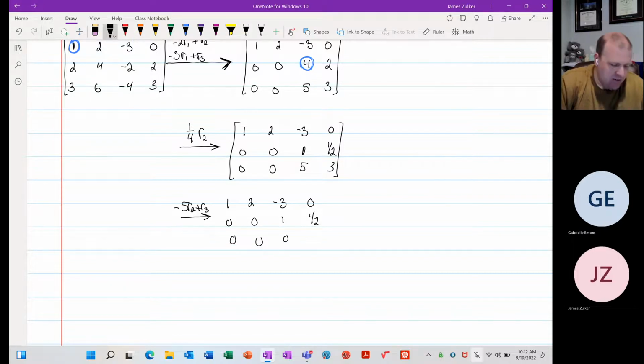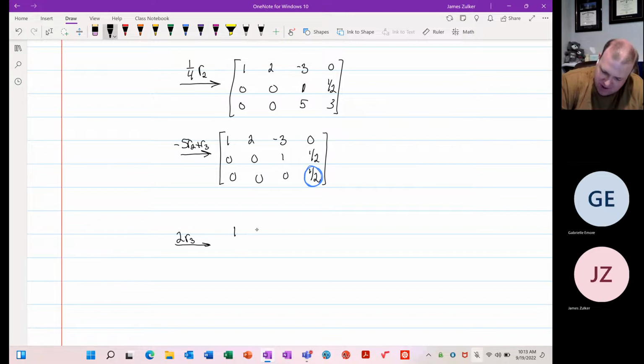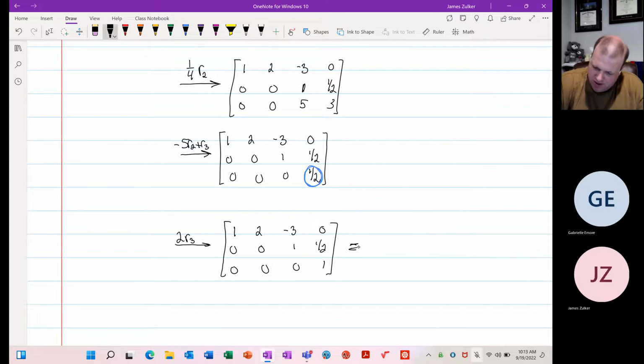We get 0, 0, 0, and 1/2. That's our new pivot. We just need to make that a 1, so multiply row 3 by 2. And that is the REF of A.